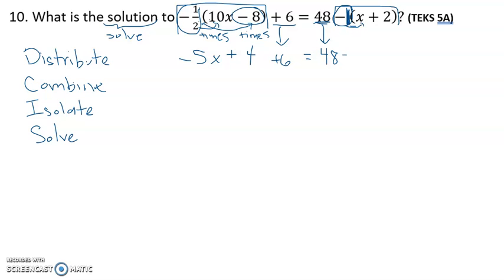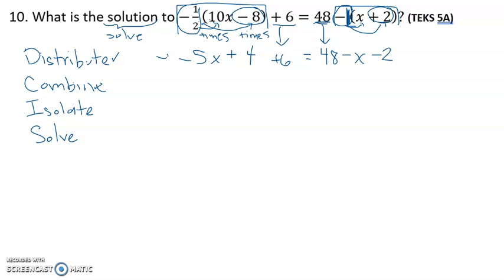Negative 1 times x is negative x. Negative 1 times 2 is negative 2. Okay, now we finished distributing. Now we combine like terms.